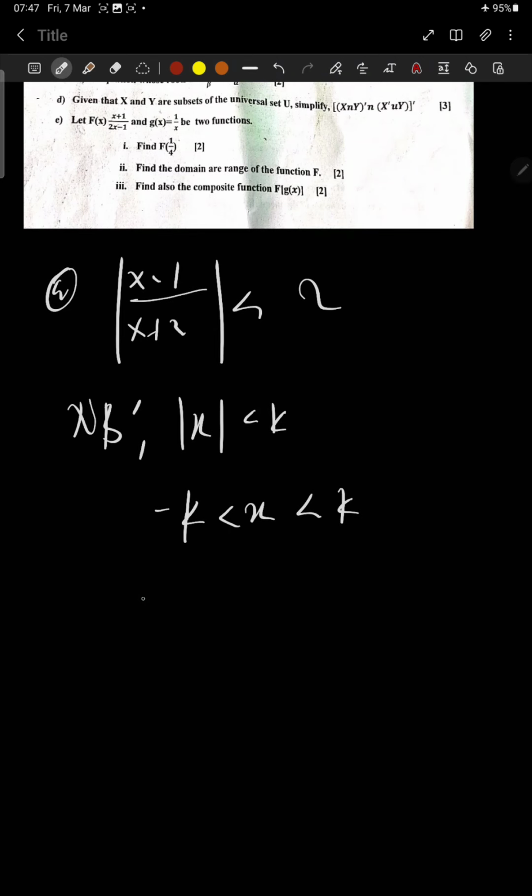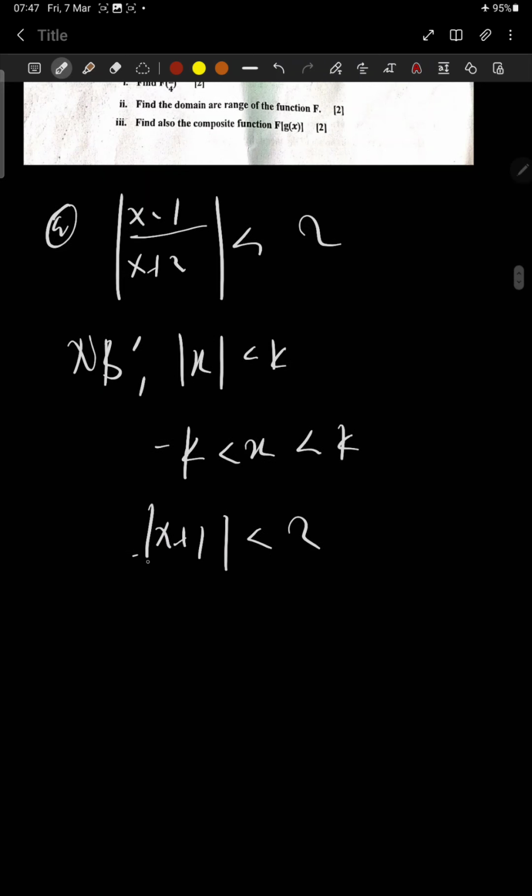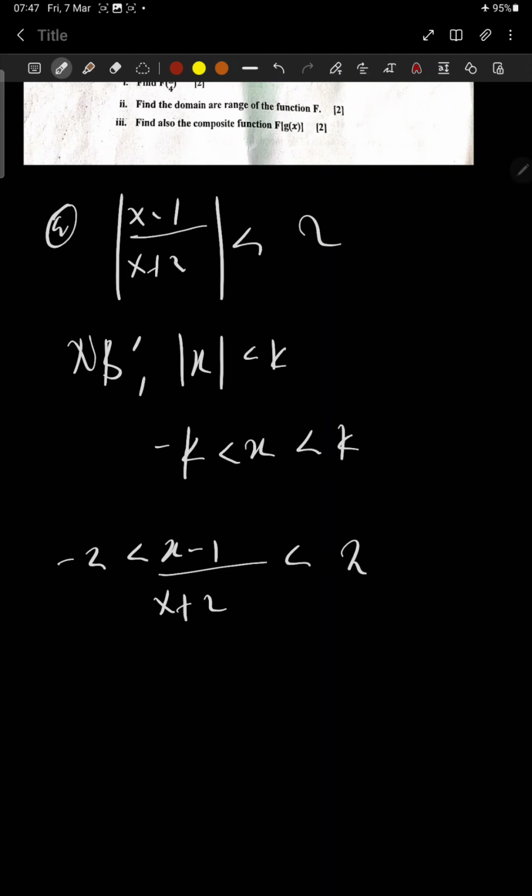Now if you have something like the modulus of x plus 1 less than 2, for you to remove the modulus, you're going to say negative 2 less than x plus 1 less than positive 2. That's the way it is. So let's apply the same principle here and remove the modulus. This will be negative 2 less than (x minus 1) over (x plus 2) less than positive 2.